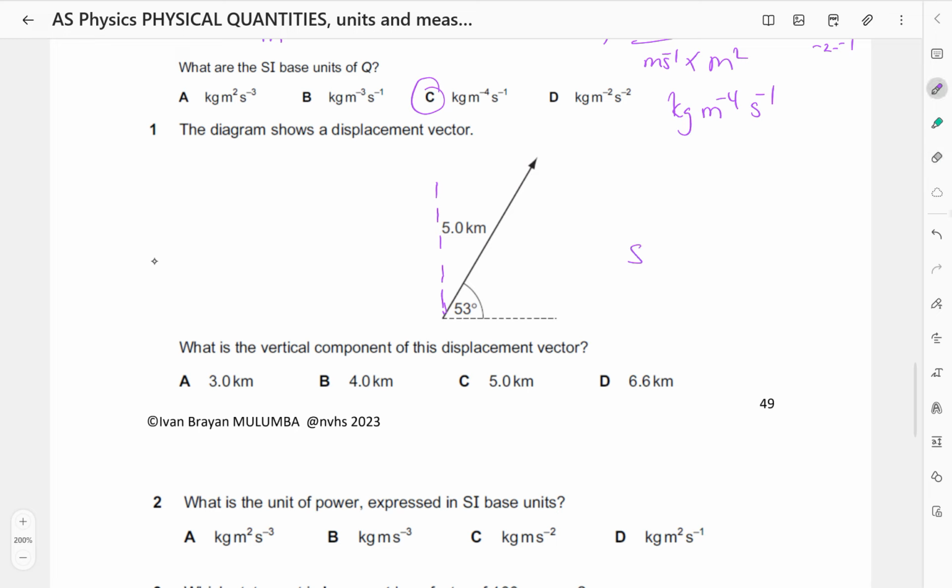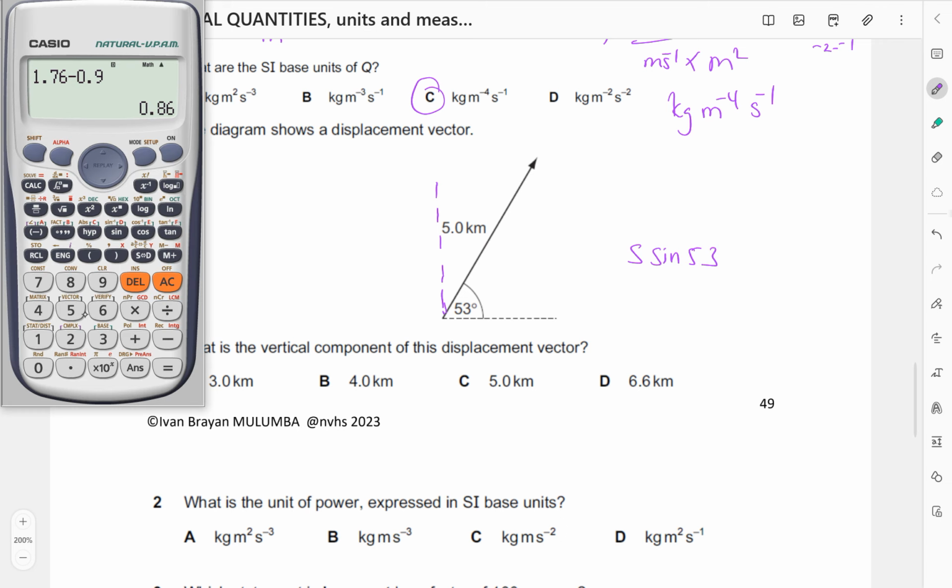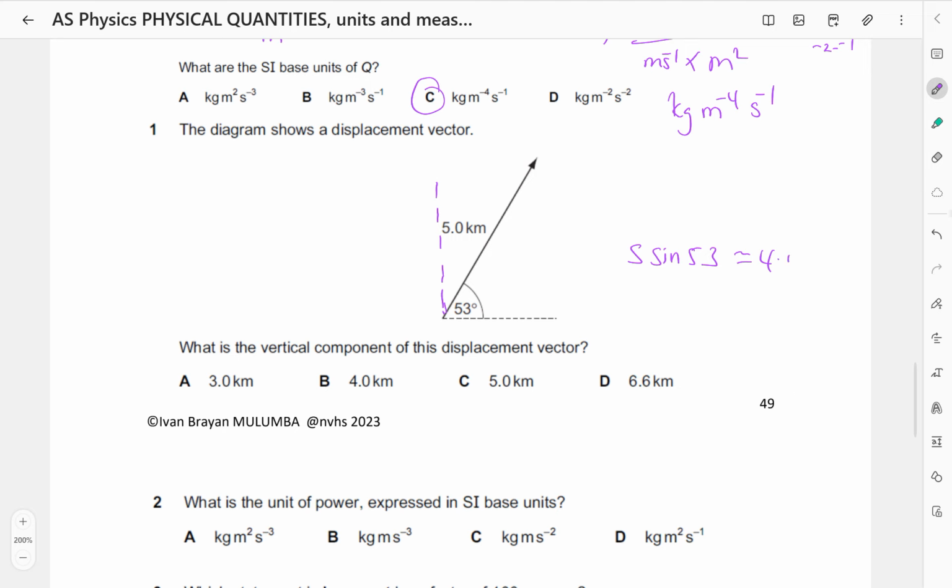So this is 5, the vertical component. So it is 5 sine 53. 5 sine 53, that is 3.993. So this is approximately 4.0. So the answer is going to be B. Or it can be 5 cos 27, which is still going to be 4.0. 27 is 90 minus 53.